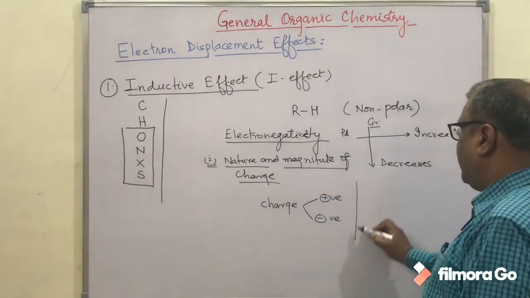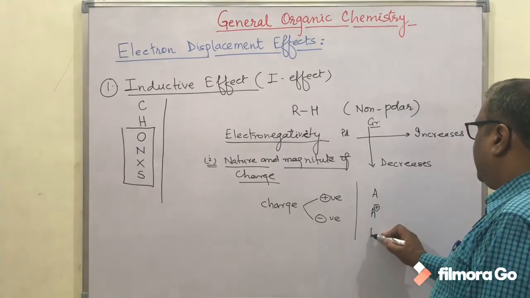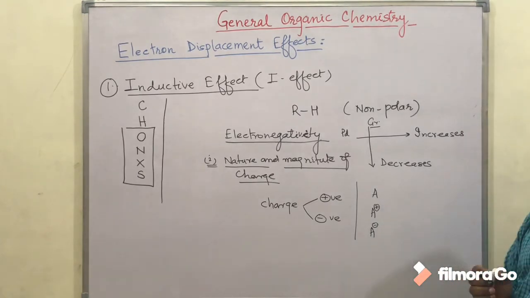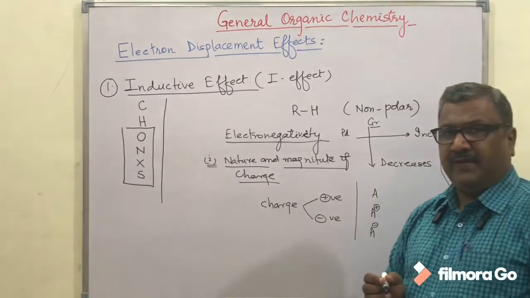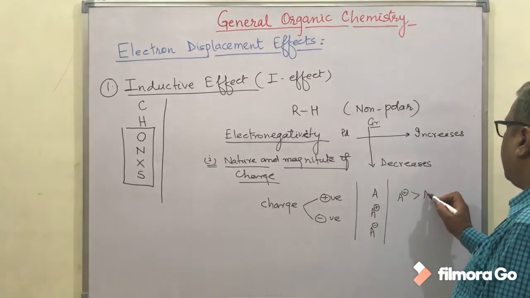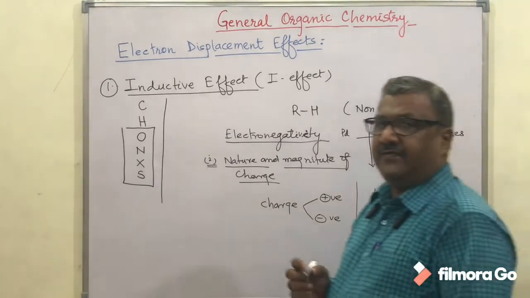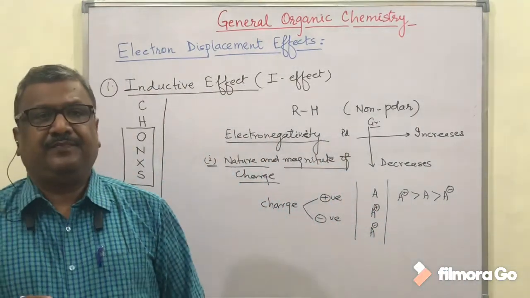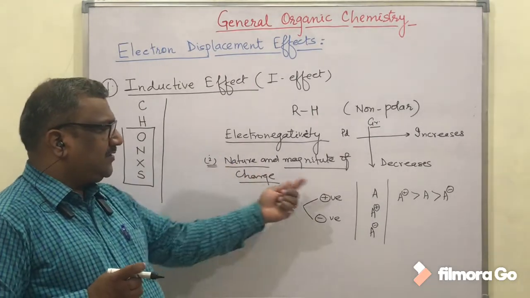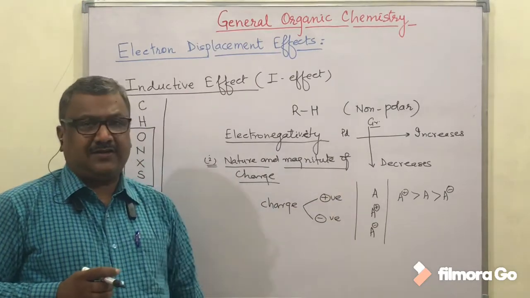So what we can say, if any atom is present as A, as A plus, and as A minus, then in these three cases its electronegativity will not be the same, and we can say that A plus will be the most electronegative and A minus will be the least electronegative state of this particular species. I hope it is clear to all of us. So that was the nature of charge. Positively charged will make it more electronegative, negative charge will make it less electronegative.